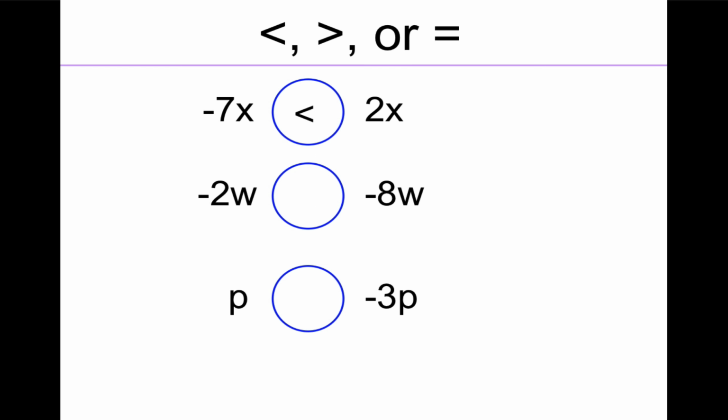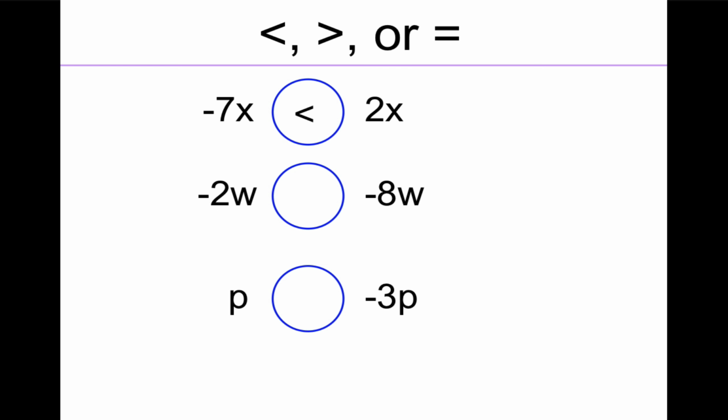So if we had a choice of removing negative 7x from one side of the equation or 2x from the other, we'd remove the negative 7x by adding positive 7x to both sides. That way, we'd end up with something positive to work with.